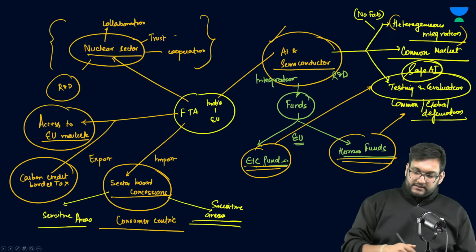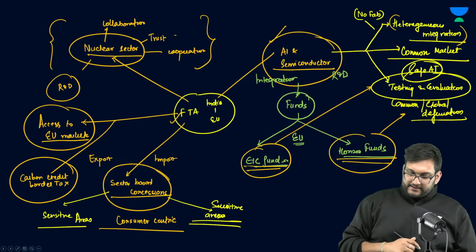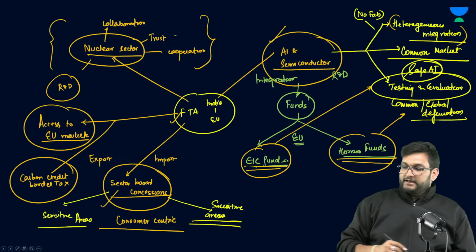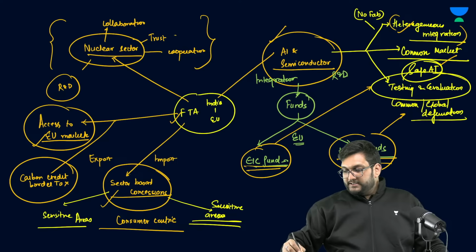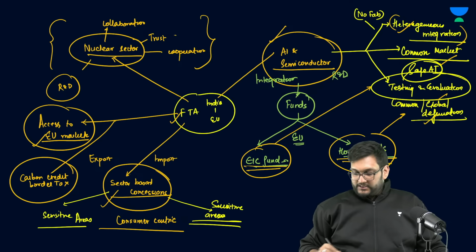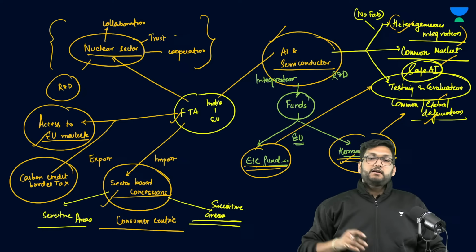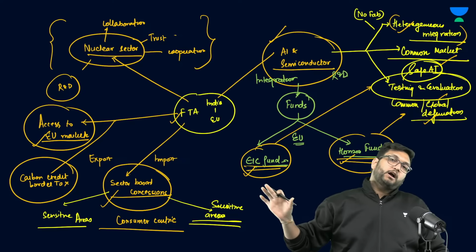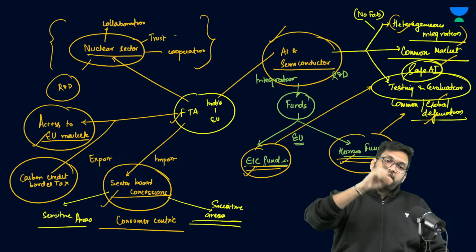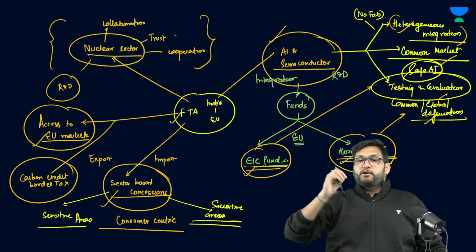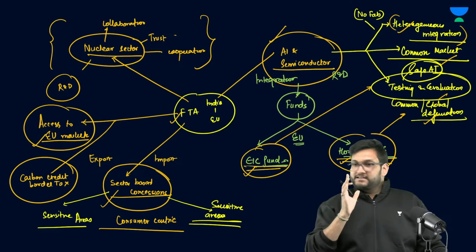AI semiconductors, the FTA itself, sector based concessions, EU market access, heterogeneous integration, common market, along with testing evaluation, common global definition, Horizon Fund, and EIC Fund. These words will now be in vogue across the paper. Most probably tomorrow, I will be discussing this topic again through an editorial. But I hope that you will remember this generally for the examination.